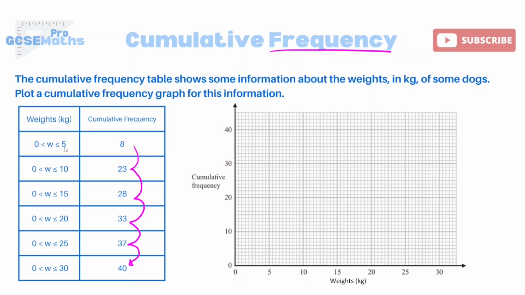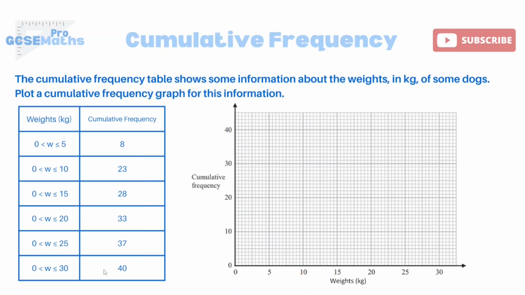Every time, in this case, we're including another 5 kilos. You see how here we've gone from 5 to 10, 10 to 15, 15 to 20, and so on. We're including another 5 kilos every single time. So obviously the number of dogs, or the frequency of dogs, is going to be increasing every single time.